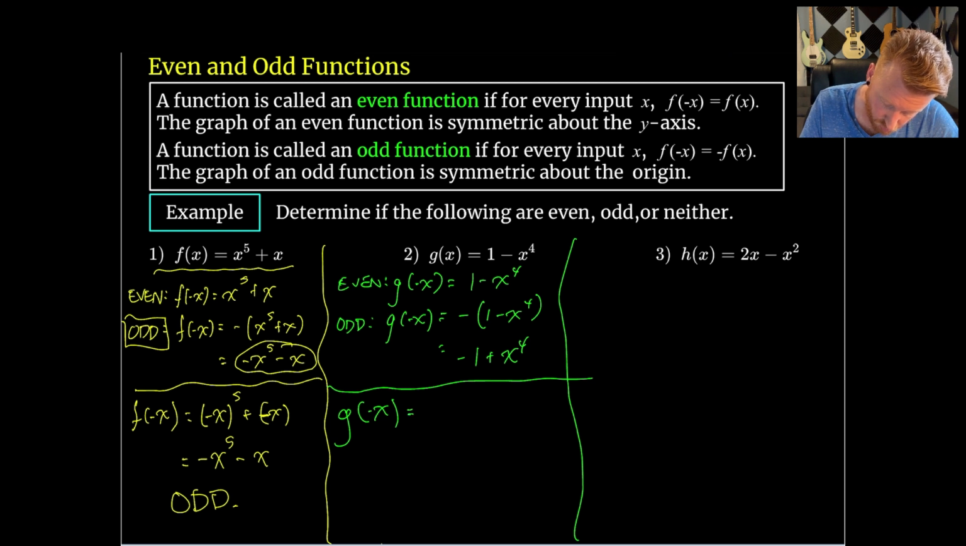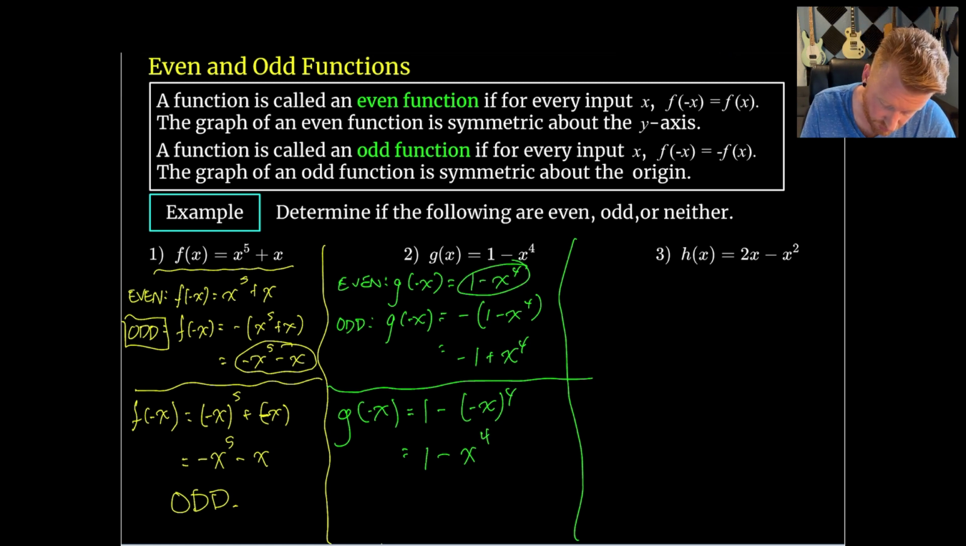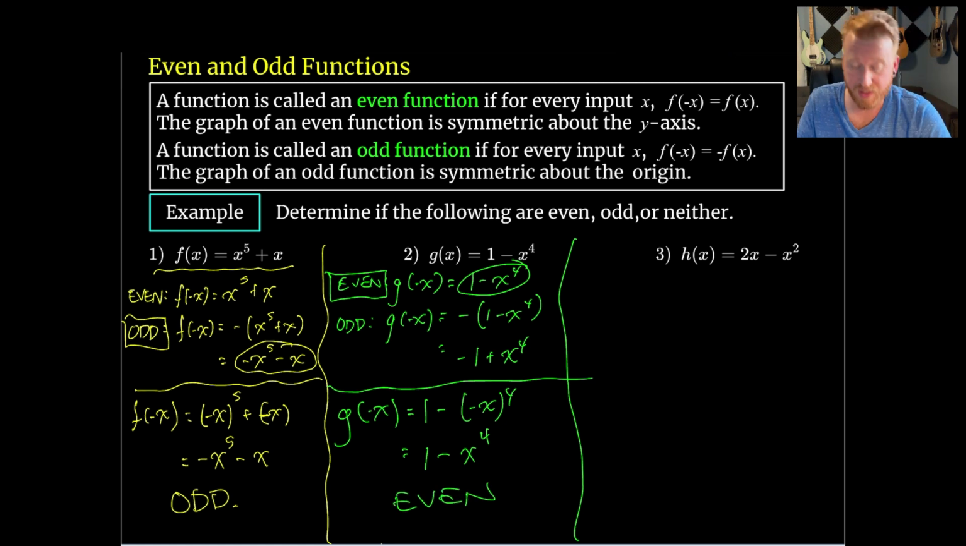So if I do 1 minus negative x to the fourth, everywhere I see an x in my original function, I'm just replacing it with a negative x. And if I raise a negative number to an even power, the result will always be positive. So that means this is the same as 1 minus x to the fourth, which is what we started with. So this is an even function, because making the input negative has no impact on the output, meaning that we have an even function. And we'll see on the next slide that this means we are symmetric about the y-axis.